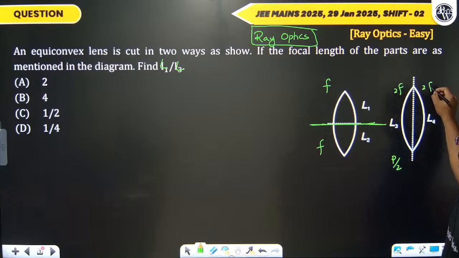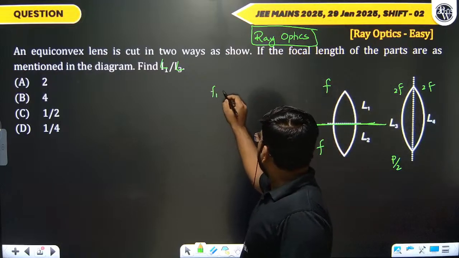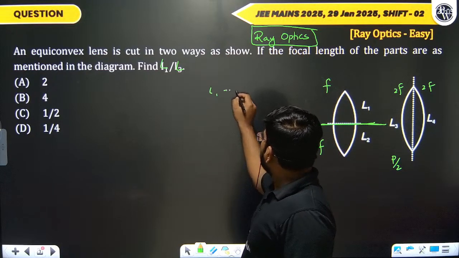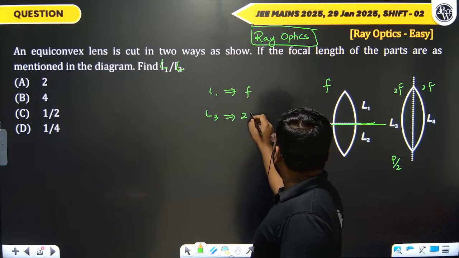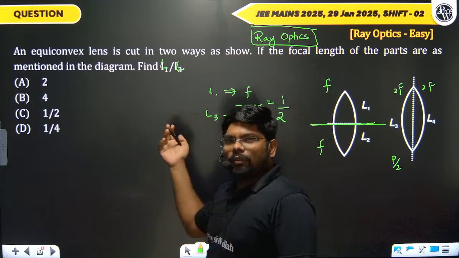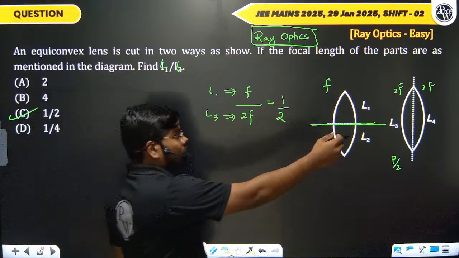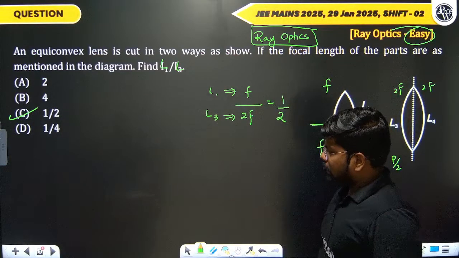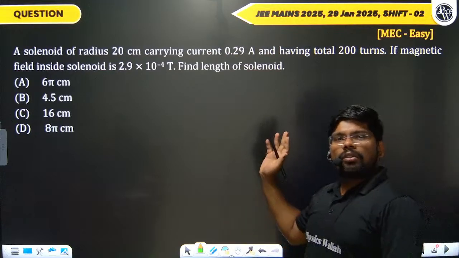So f and 2f. For lens L1, the focal length is f only. For lens L2, the focal length is 2f. So what is the ratio? If you divide them, the answer should be 1 by 2. Very simple, direct question, easily answered. It comes under easy topics, easily scoring within less than 1 minute we should say.